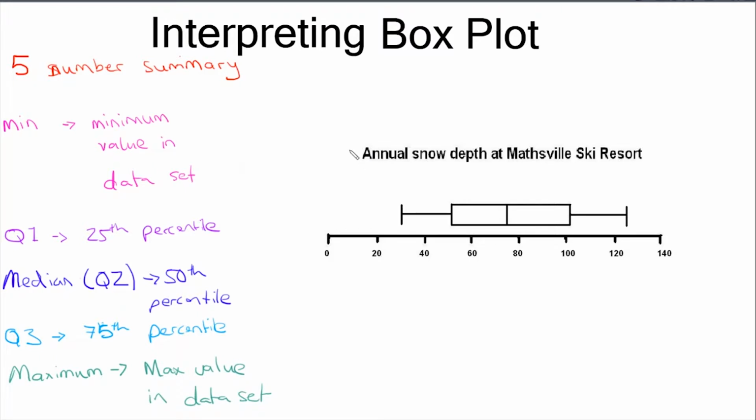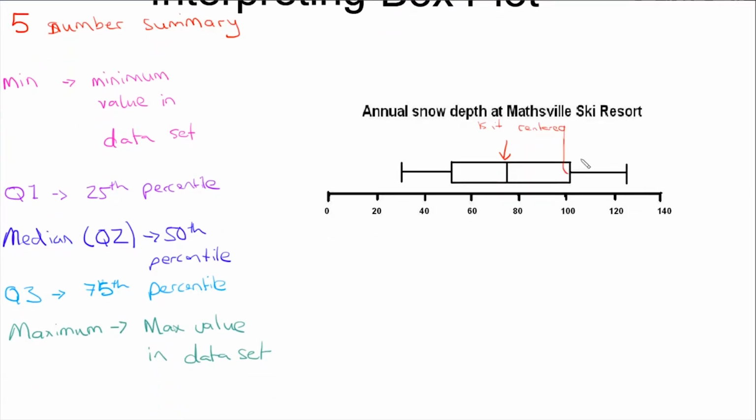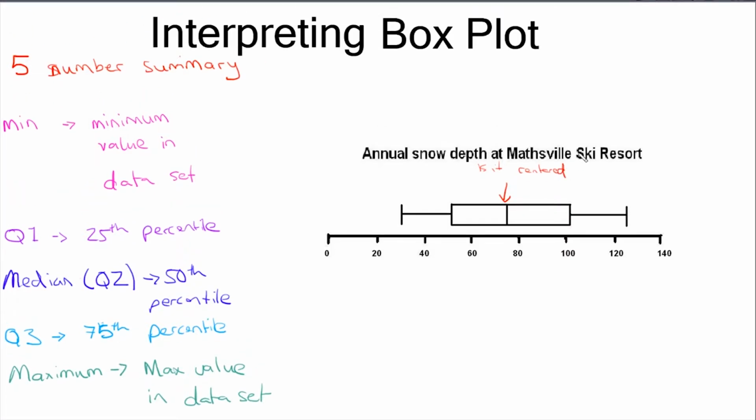So interpreting a box plot. What you need to do is first look at your median and ask, is it centered? And in our case, I would say that it is. It's roughly, the distance here is roughly equal to the distance here. So it's in the center.